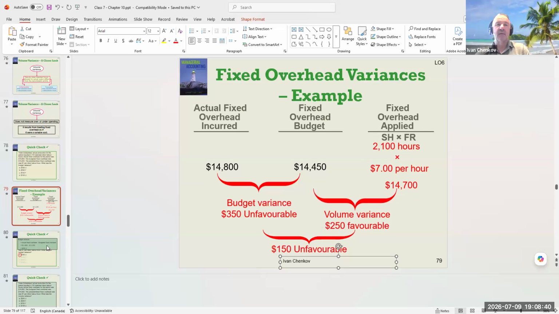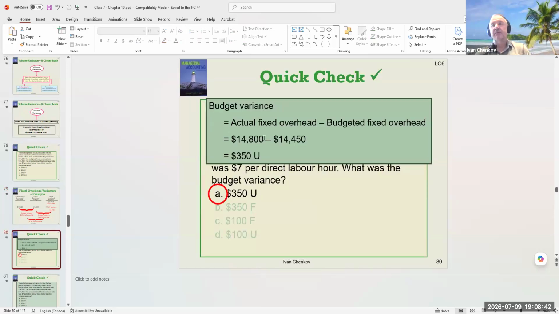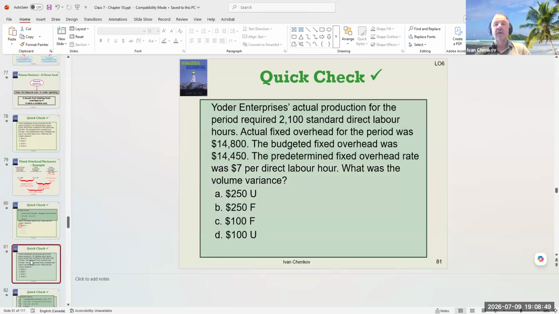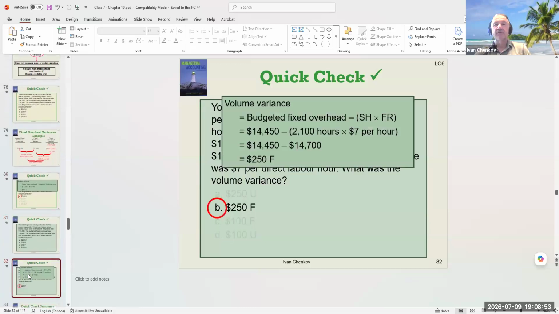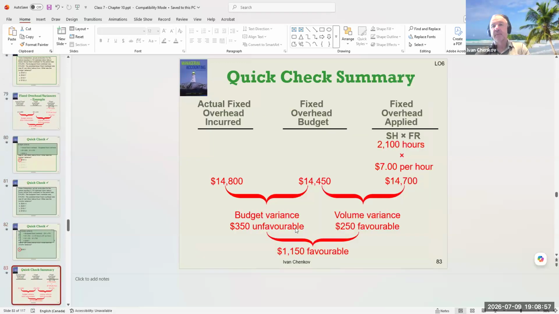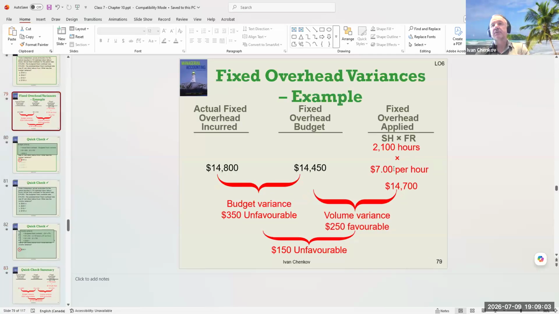As you can see. So now in our question, again, the first one will be the budget variance, $350 unfavorable. Next one will be what's the volume variance? And for volume variance, we already calculated $250 favorable. That will be the explanation of the chart that we just created.